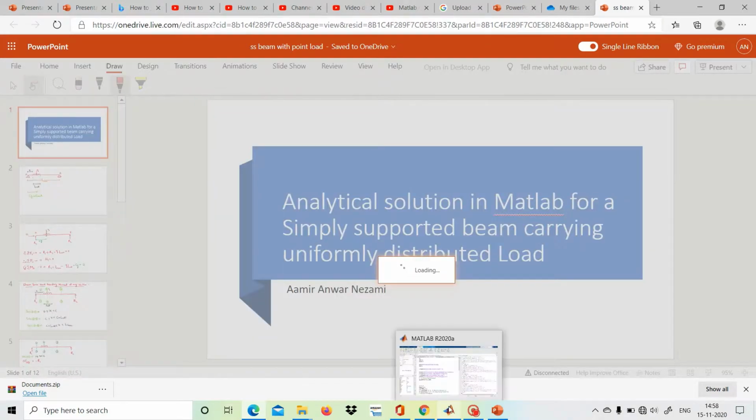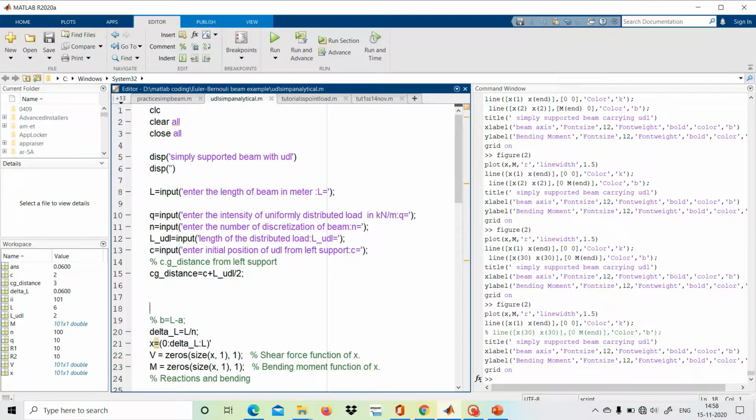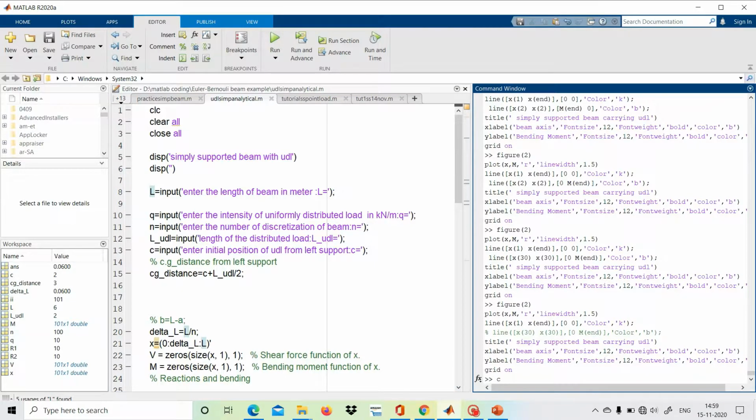So now let's start with MATLAB and see how we solve it. Here we have written a simple code: clc, clear all, close all, display the simply supported beam with UDL. Our starting point is the length L of the beam, which is the input: enter the length of the beam in meters. We will input the value, whether it's 4 meters or 5 meters, whatever we require. We can first do one thing, clc.